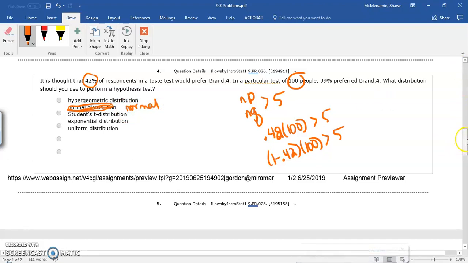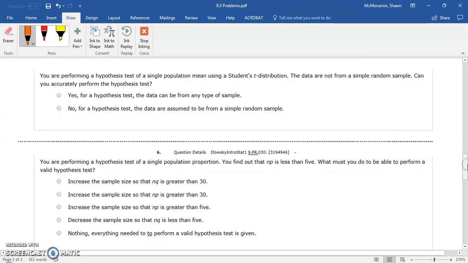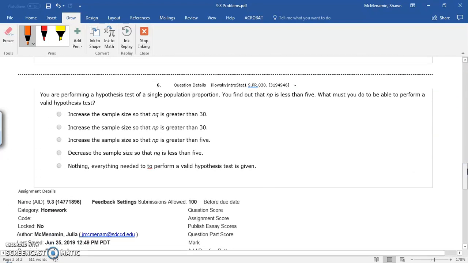For the next one, you're performing a hypothesis test of a single population mean using a student t-distribution. The data is not from a simple random sample, so no. The data is assumed to be from a simple random sample, so you have to have a simple random sample before you can do the hypothesis test. And to use a normal distribution with the hypothesis test, your np cannot be less than 5, so you would need to increase the sample size, because n stands for your sample size, so that np is greater than 5.